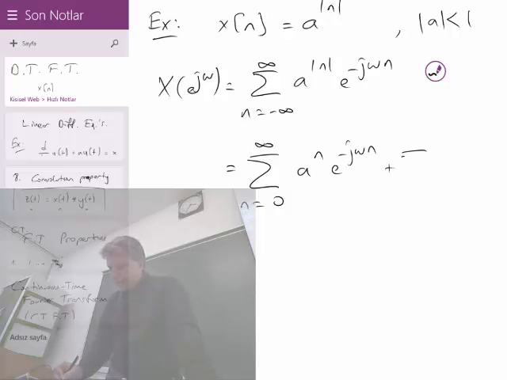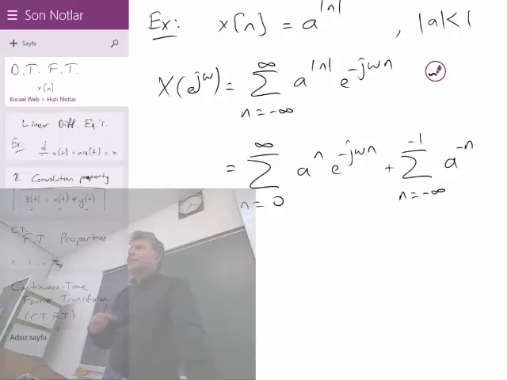But of course now we have something else. That is n from minus infinity up to minus 1. Now, what am I going to write? What is the absolute value of n for negative n? It's A to the minus n.